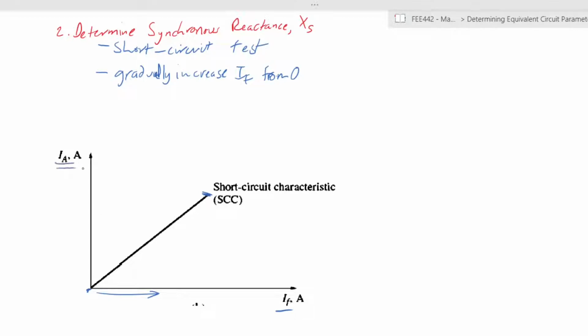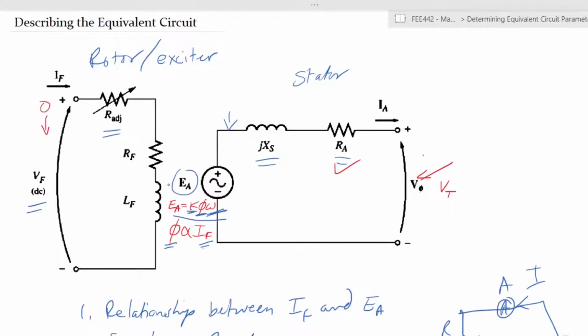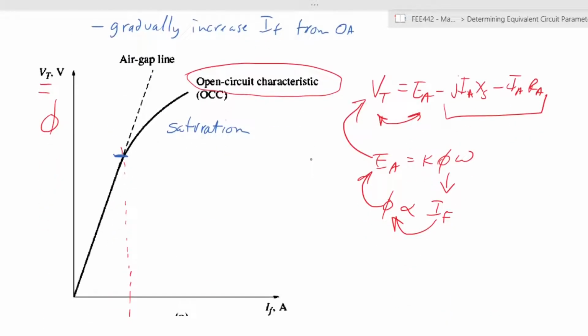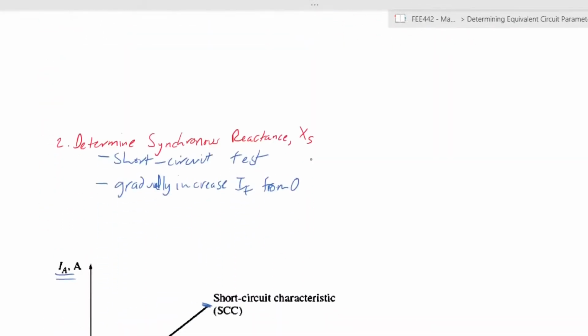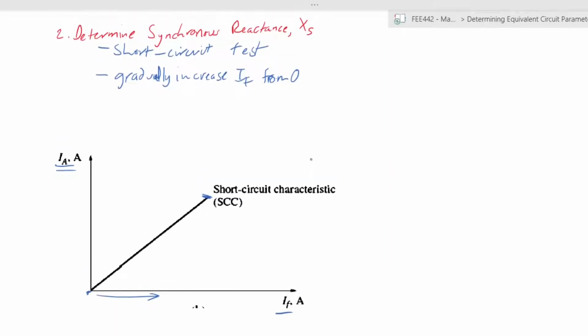On this axis, we are measuring the armature current, the current that is flowing through the windings of the stator. As you short circuit the terminals, you connect an ammeter that measures the value of the armature current. So now we have an open circuit characteristic and we have a short circuit characteristic. So how do these help us to obtain the values that we are talking about?